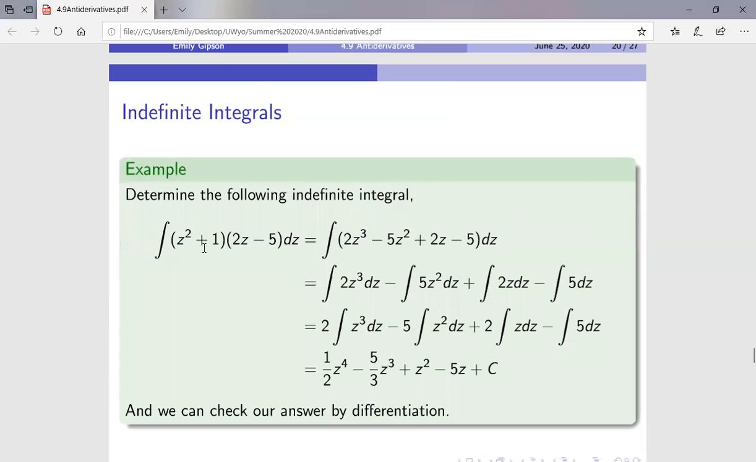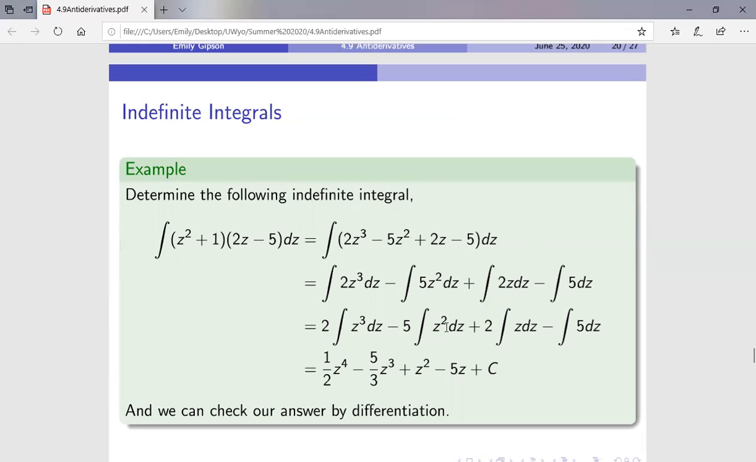My first step is to multiply out my product of functions. And I get the integral of 2z cubed minus 5z squared plus 2z minus 5 dz. Then, using the sum and difference rule, I'm going to split these up from one integral into 4.